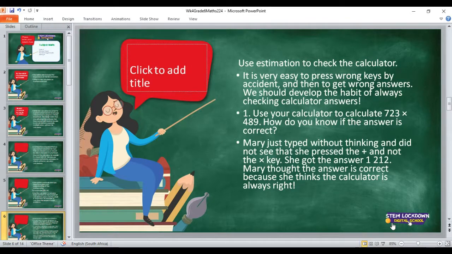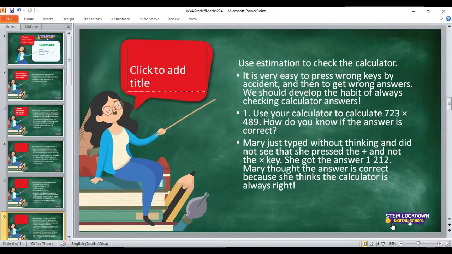We know that sometimes the estimation does not necessarily mean that you will get the correct answer. You can just look at the numbers and estimate that if I have so many numbers, then my answer should have at least so many digits. But let's see what we're told here. It is very easy to press the wrong keys. I've already said that.